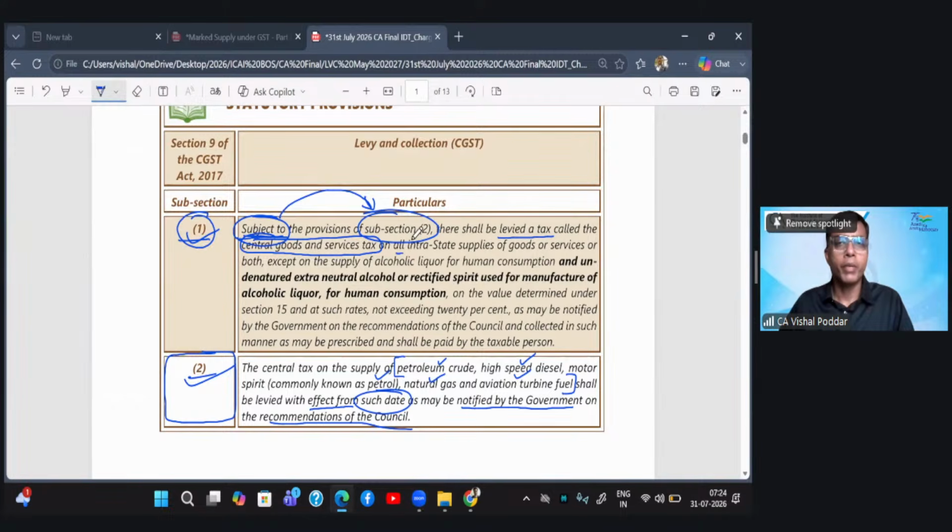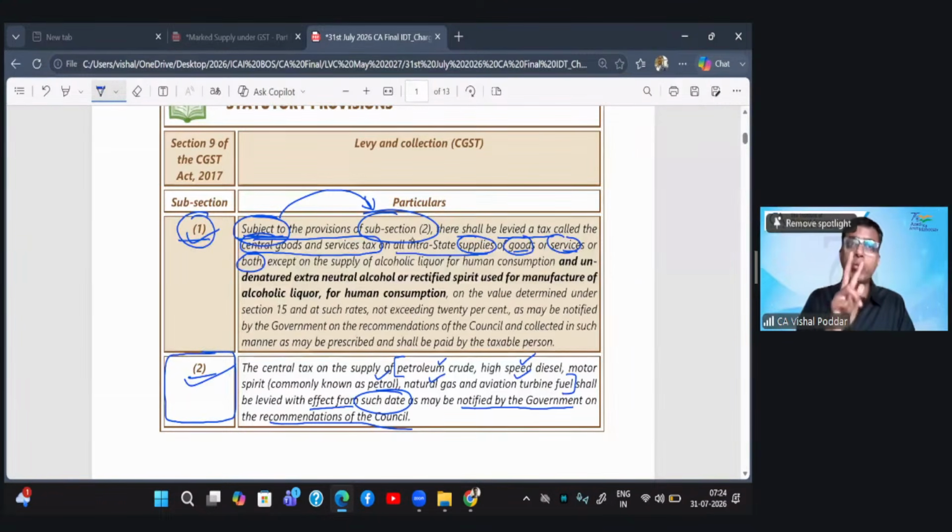On what shall it be levied? It will be levied on all intrastate supplies, which may be of goods or services. So again, what is the charging or the taxable event? The taxable event is supply. What is the taxable object? It is goods or services or both. So again, this is repeated.